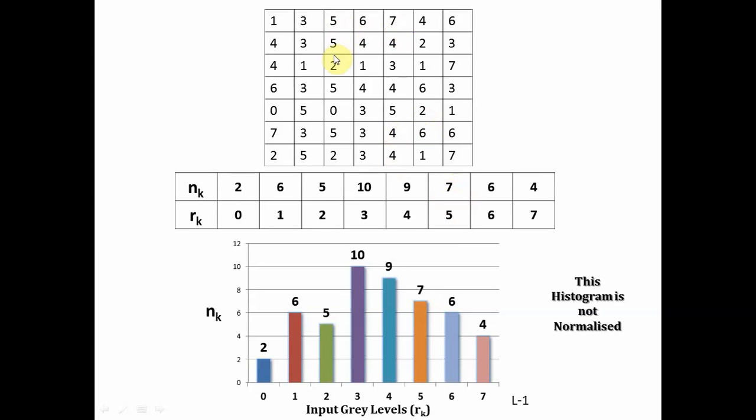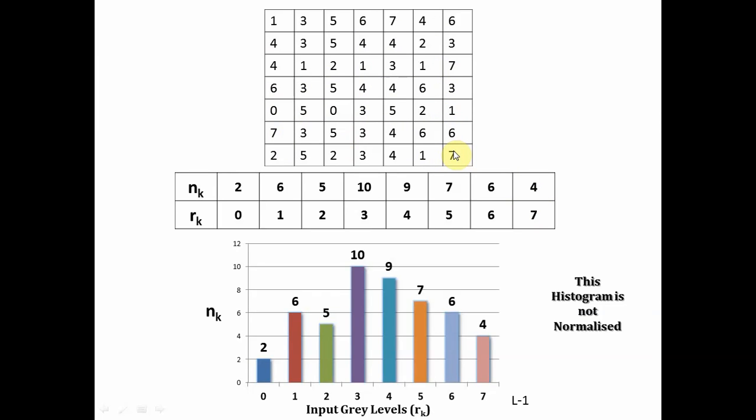So 5: 1, 2, 3, 4, 5, 6, 7. 6 repeats 6 times: 1, 2, 3, 4, 5, 6. The gray value 7 has 4 pixels. How many times should 7 appear? 4 times: 1, 2, 3 and 4. So the image is correct now.